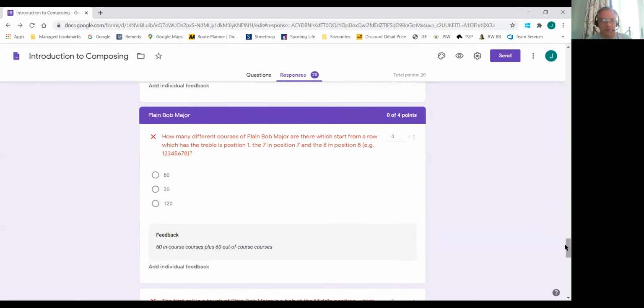Then just having a quick look at bob major, looking at how many different courses of bob major there are which start from a row with the treble in position 1, 7 in 7, 8 in position 8. So rounds would be an example of that, the plain course. How many of those are there altogether? Well, the answer is 120. We had a look last time at how we worked that out, and there are 60 in-course courses and 60 out-of-course courses, so altogether 120.